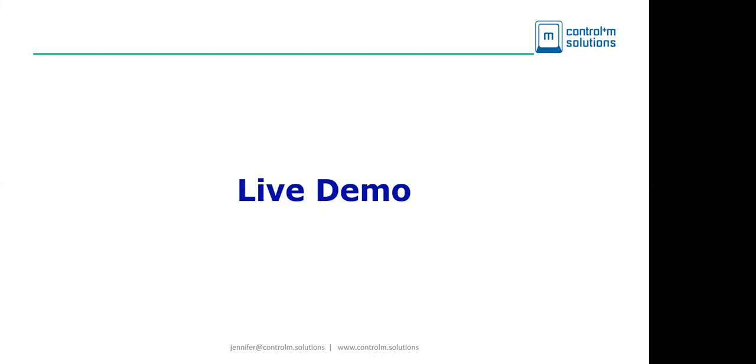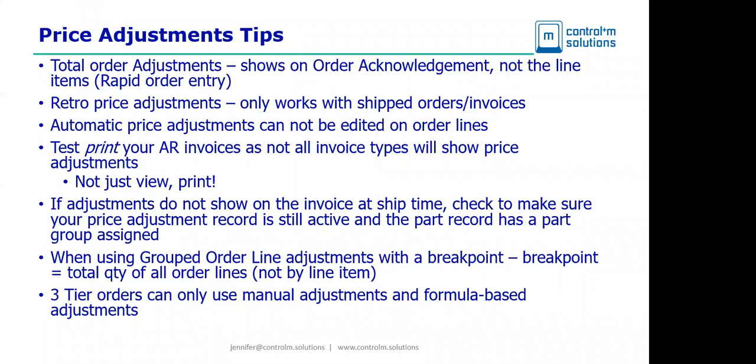All right. So I have some tips here. I'll go through quickly so we can get our questions in. Total order adjustments only show on the order acknowledgement, not on the line items themselves. The retro price adjustments only work with shipped orders. The automatic price adjustments cannot be edited. You have to go back, inactivate the price adjustment, and then come back and update your orders.